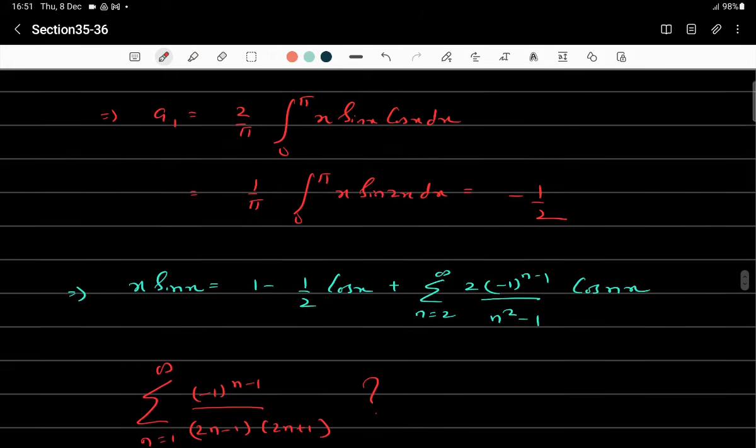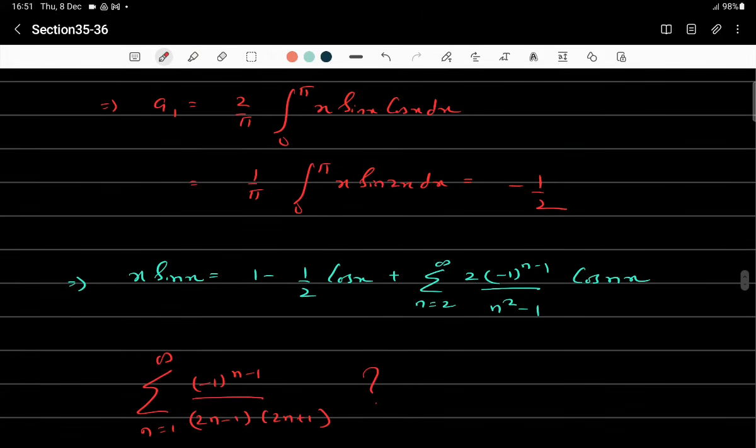Now the problem is that I need to find the value of this sum. So it means you need to find an appropriate value of x where x sine x or the series is converging to x sine x. This is very important, and you will get this sum.